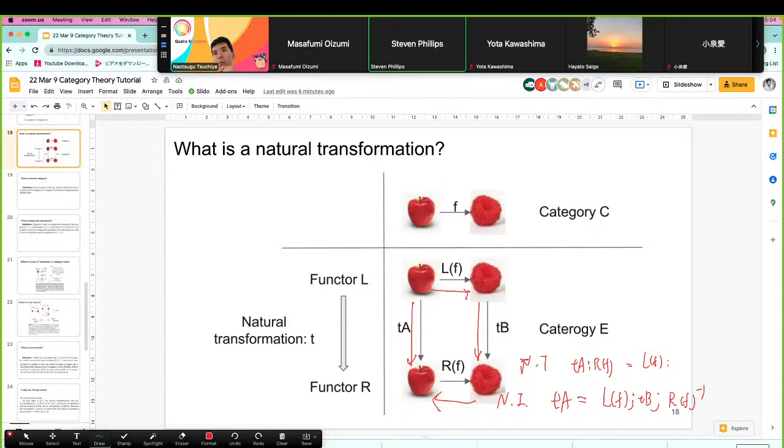Whereas for a natural transformation, you can't go around the square in general. You can only go either clockwise or anti-clockwise. This way or that way. So the natural transformation only gives you two ways of going from the top left to the bottom right, whereas the natural isomorphism also gives you the extra way of going back to the bottom left. So in that sense, this one is actually a stronger condition than this one.